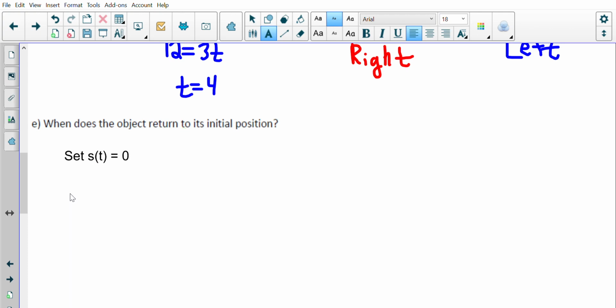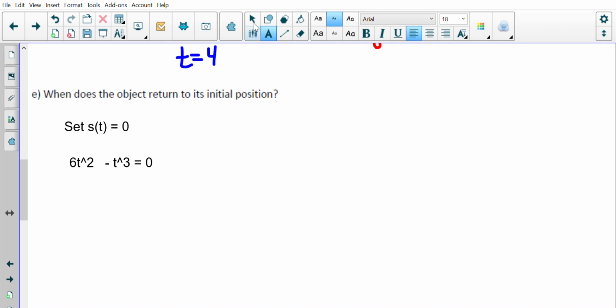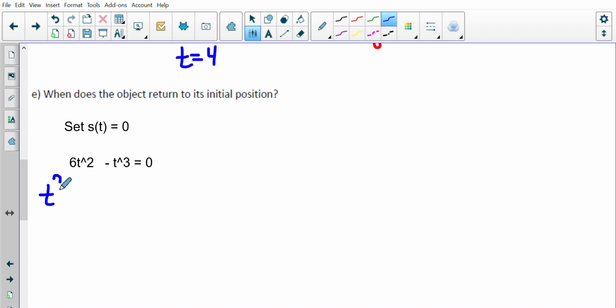All right, and so our original function here is going to be set to 0. So I'm going to have 6t squared minus t cubed is equal to 0. All right, so I'm going to have to solve this equation. Now, the first thing I'm going to do is factor out a t. Actually, I can factor out a t squared. They both have two t's involved, and so I'm going to have 6 minus t here. And so I can now solve these two pieces.